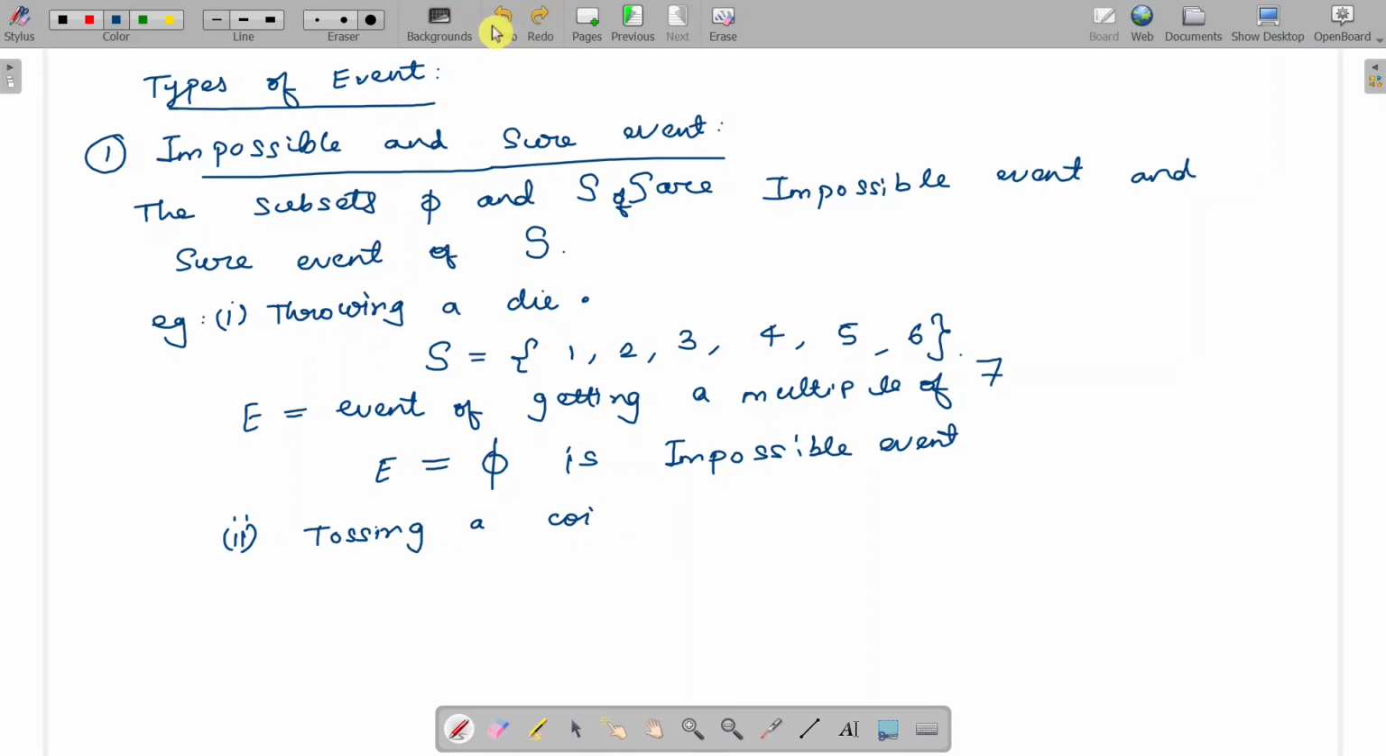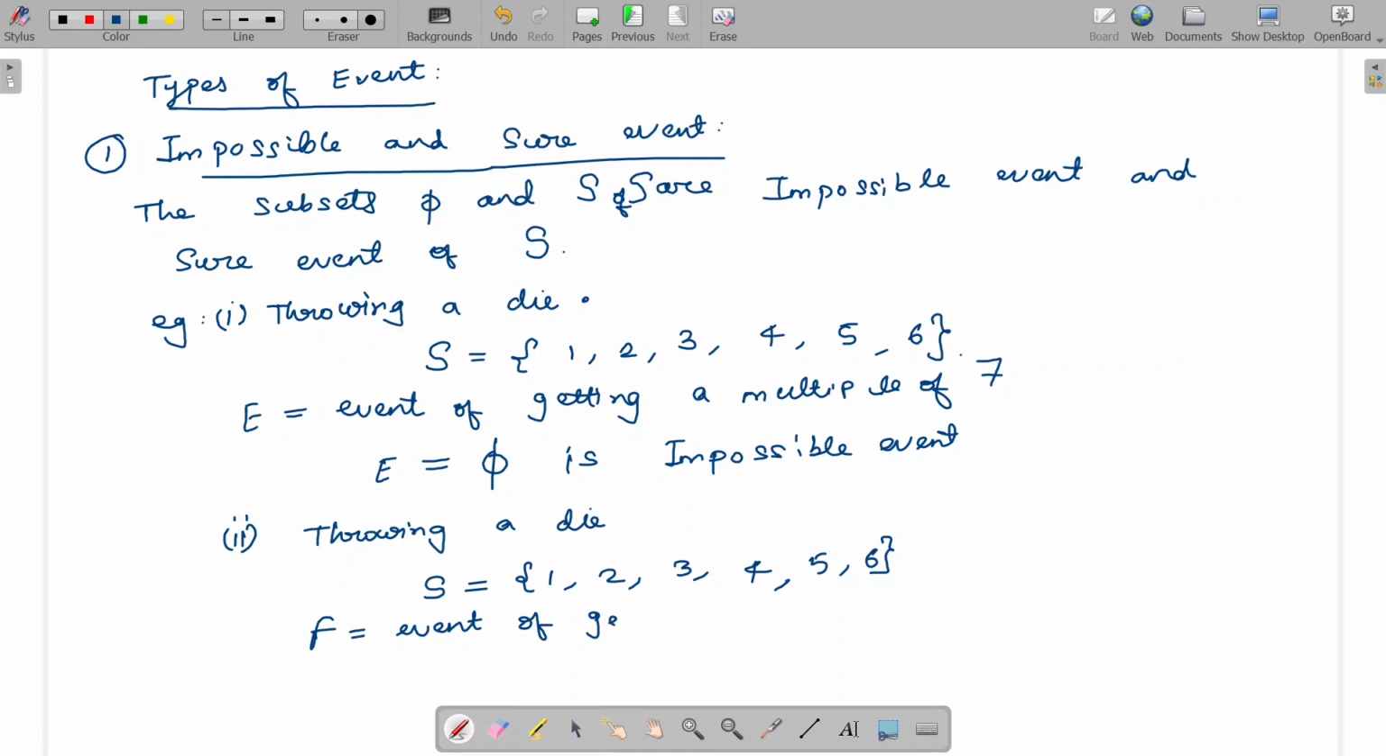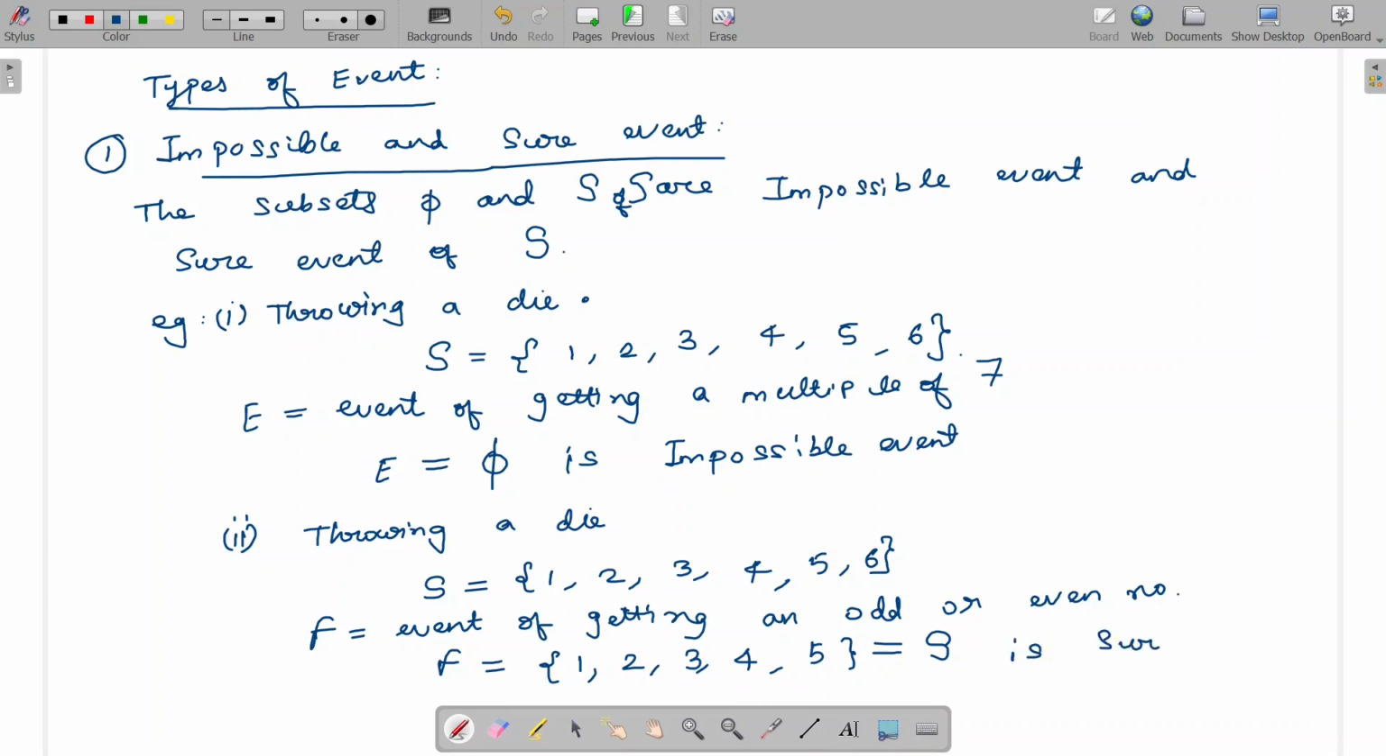Or let us take the same event as throwing a die only. So throwing a die, the sample space is 1, 2, 3, 4, 5, 6. Suppose F is the event of getting an odd or even number on the dice. So what will be F? Odd numbers will be 1, 3 and 5, right? Even can also occur, so 2, 4, 6, right? So this is nothing but the sample space S. So it is a sure event, right? Have you understood this? It is simple. Okay, impossible event and sure event.